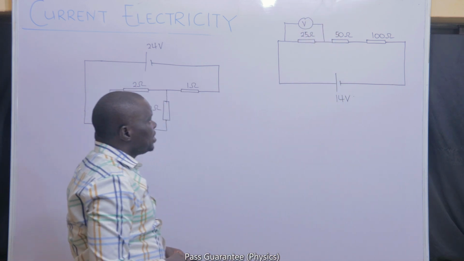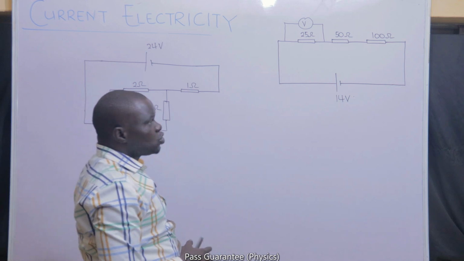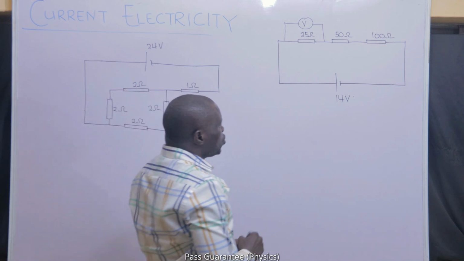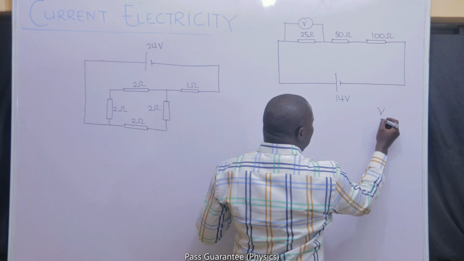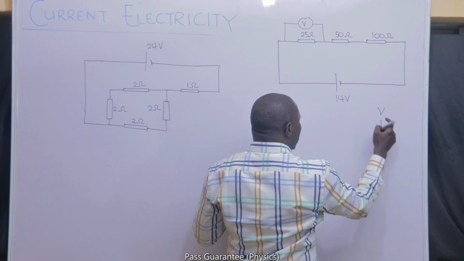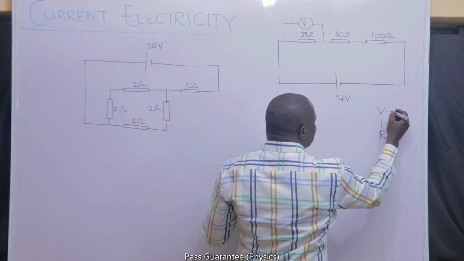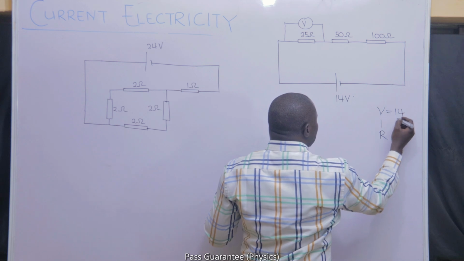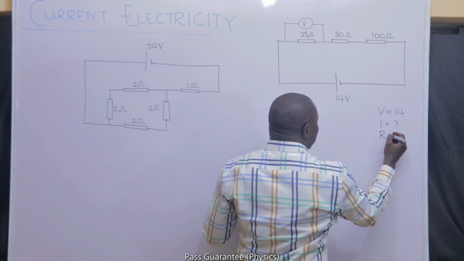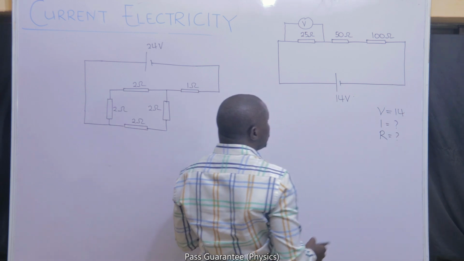Like I said earlier, the very first thing to do is to get the total condition. Get your total V, your total I, and your total R. The total V is given. That must be the V of the cell. The total I is not given, but I can find it. The total R is not given, I can also find it.